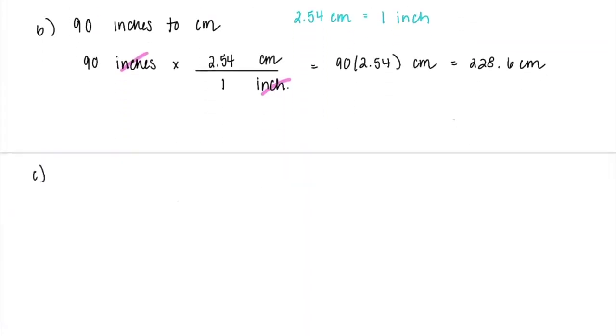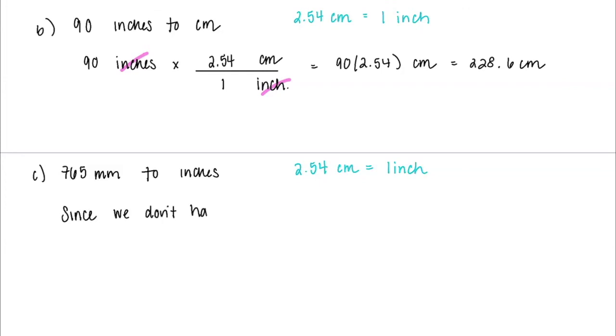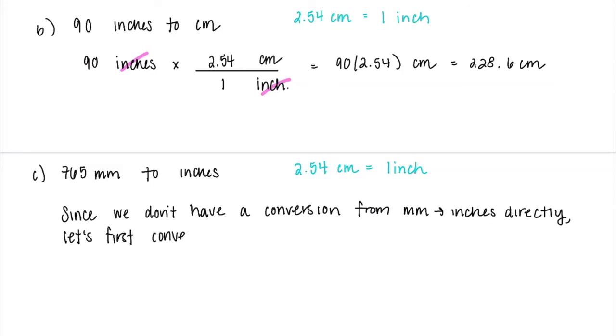And now to piggyback off this one, we're going to do 765 millimeters to inches. And this time I still only know this conversion: 2.54 centimeters is 1 inch. Okay. So since we don't have a conversion from millimeters to inches directly, let's first convert millimeters to centimeters. Okay.